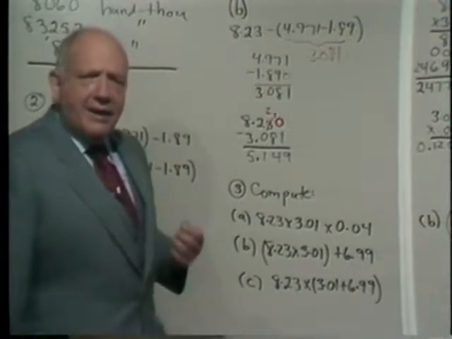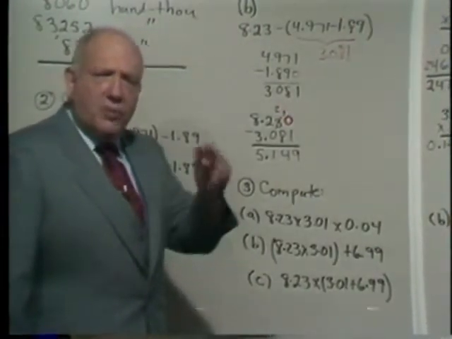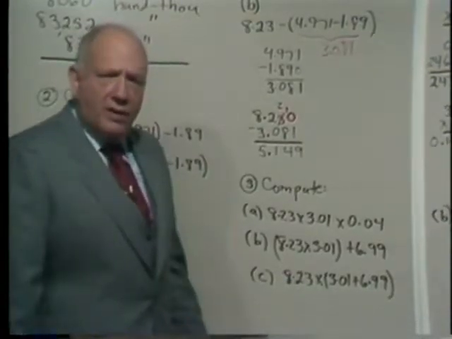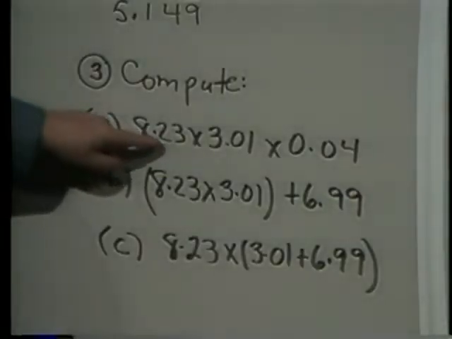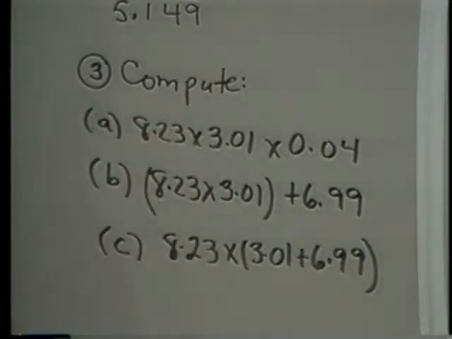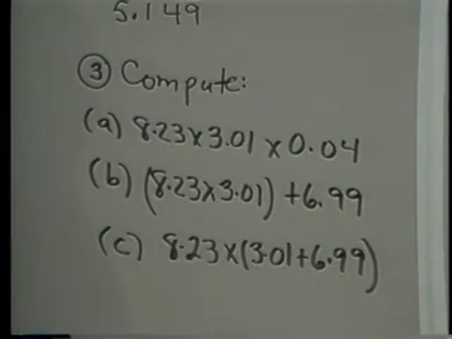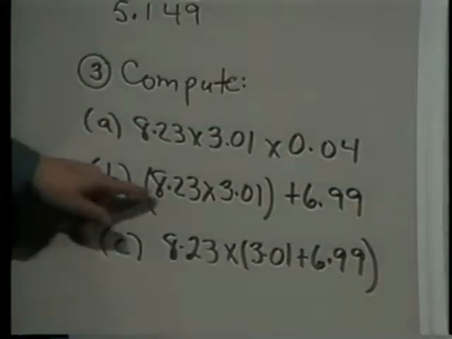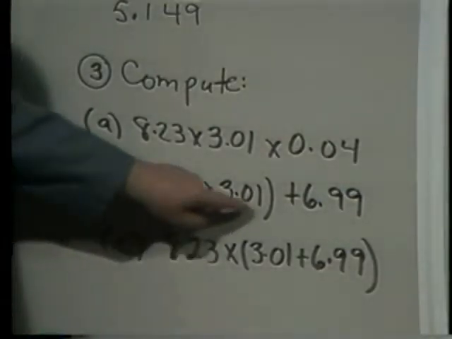And which 2 do you multiply first? It doesn't matter, because multiplication is associative. You can group them any way you want. Commutative, you can change the order any way you want. And so when we do this problem, one way to do it is I could take the 8.23, multiply that by 3.01, then whatever answer I get, I multiply that by 0.04.